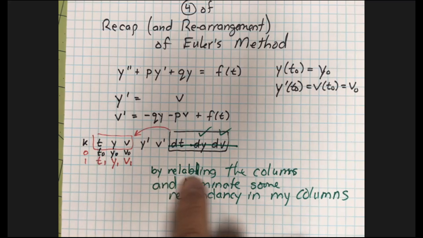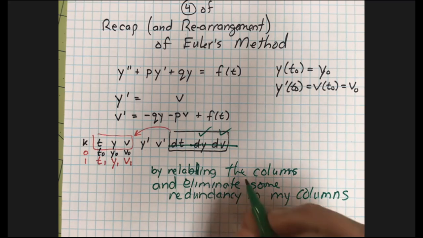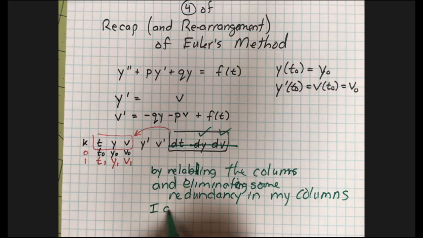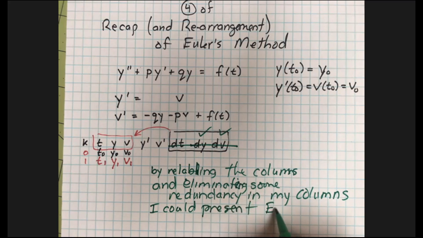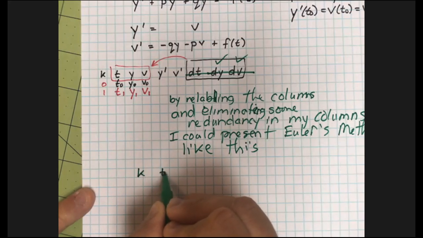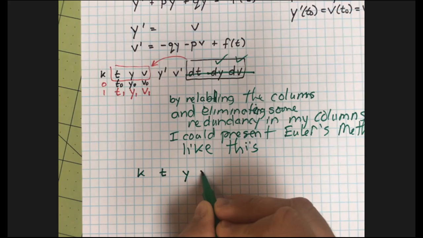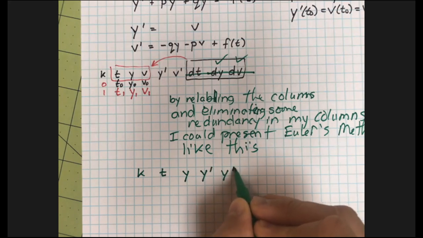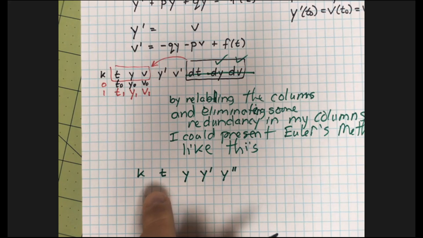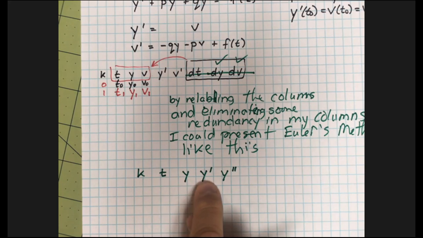So by relabeling the columns and eliminating some redundancy in my columns, I could present Euler's method like this. Here's the counter column. Here's the timer column. Here's the column that records position, velocity, and acceleration. And I use each one of these numbers to predict the next position, velocity, and acceleration.